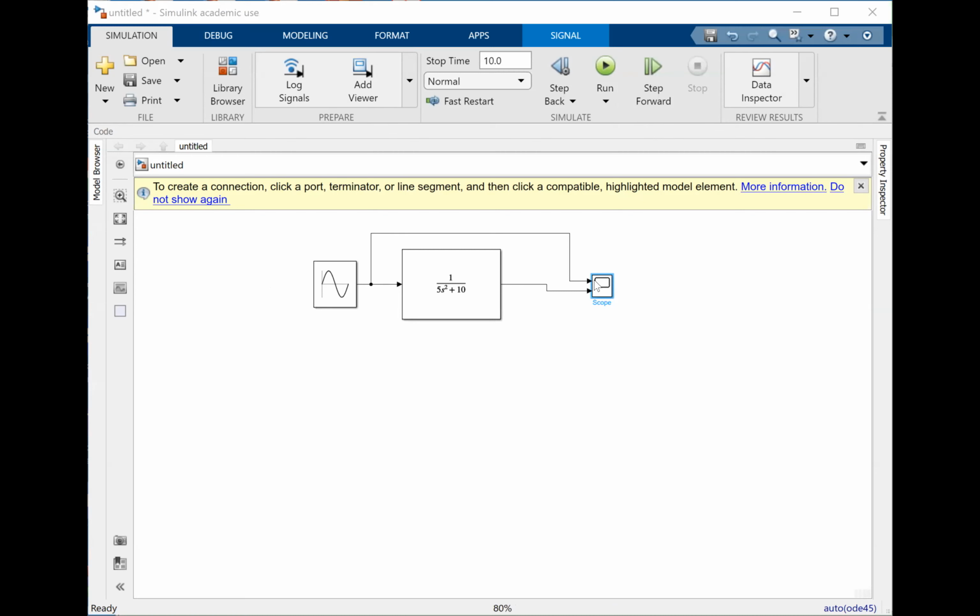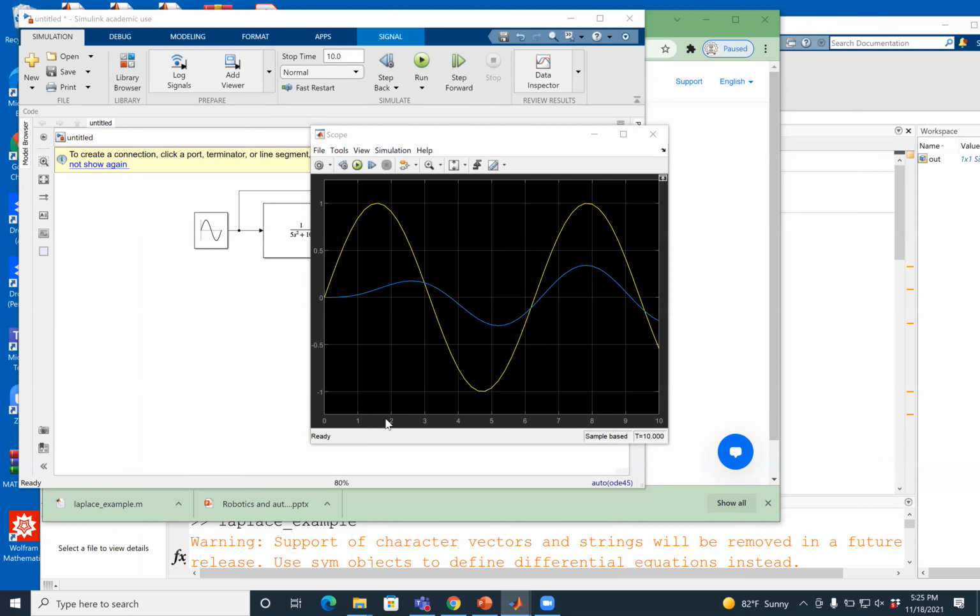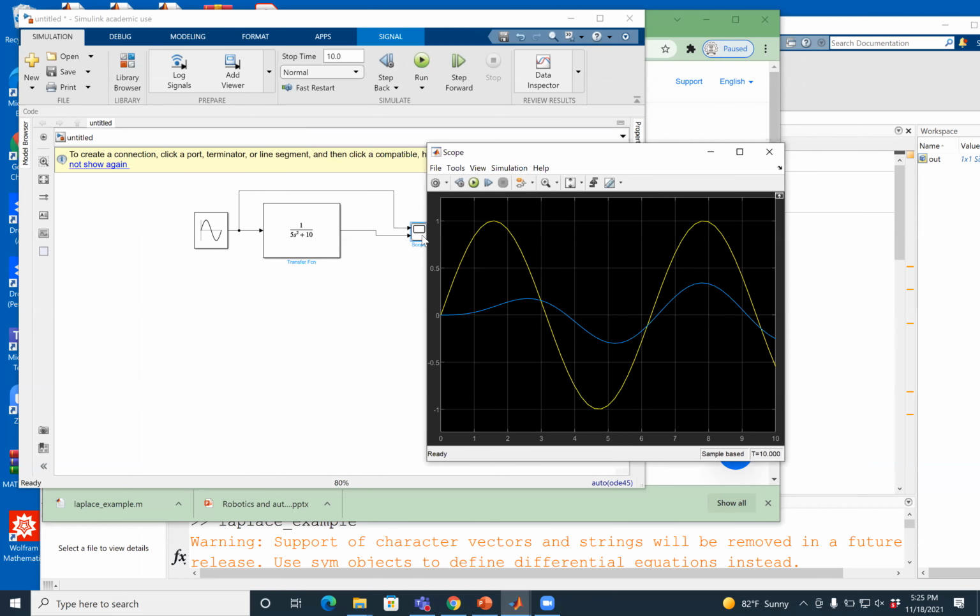And I want you to see this important plot. I will spend a minute talking about this plot before we go any further. So this yellow is the input. And what you have here, you don't see the plot. Okay. Now you should be seeing the plot. So what you should be seeing is the input and the system response.